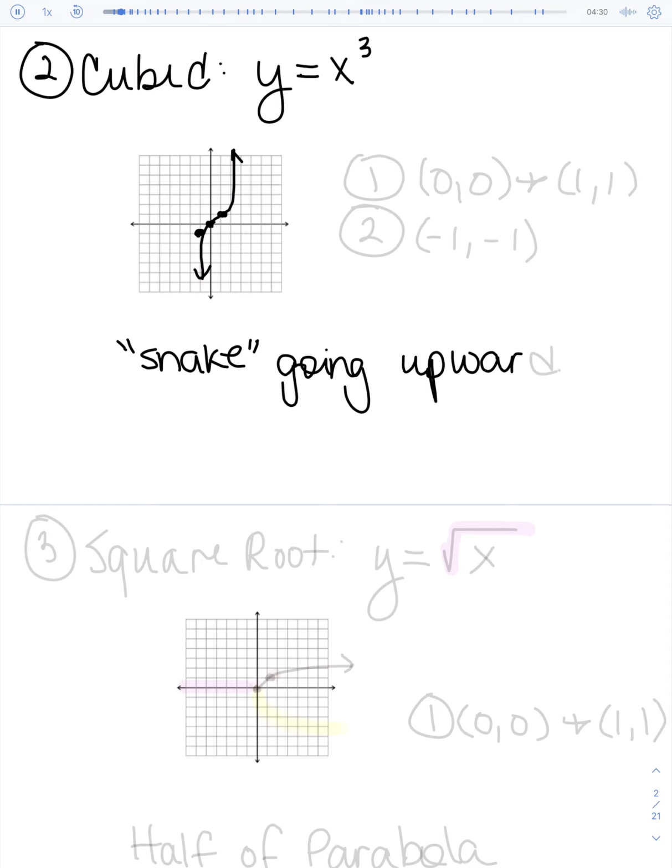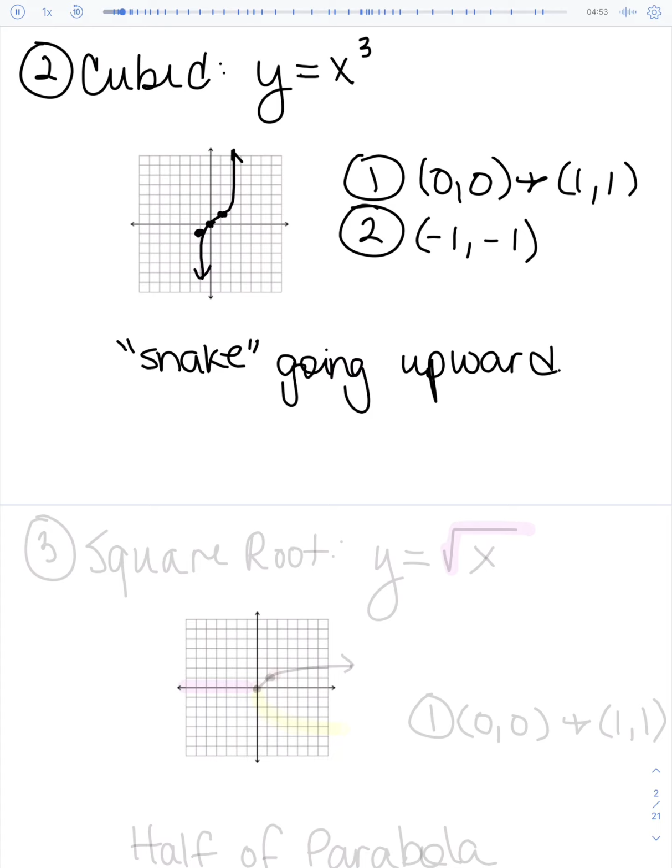If you have another way of remembering it, that's fine. Our key points are that just like the other graph, it goes through 0, 0, and 1, 1, as with all of our graphs, but the difference is that the third point is negative 1, negative 1, and it has kind of our S shape, our S snake shape going upward.